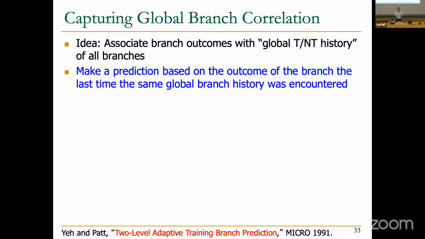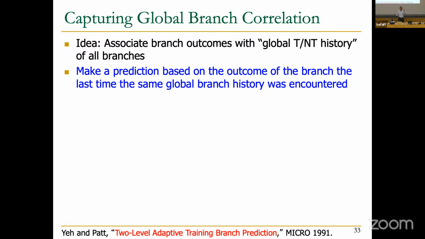This is called a global history register. It could be 4 bits. 4 bits means which directions did the last 4 branches go to? Taken, taken, not taken, taken, for example. Right. Existing processors have 16 bits and even larger, as we will see. But initially, it was 4 bits in Pentium Pro. And then you make a prediction based on the outcome of the branch the last time the same global history was encountered. So you basically correlate the global history that you see with what happened at that global history last time you saw it.